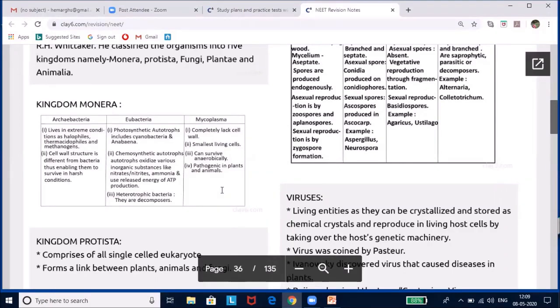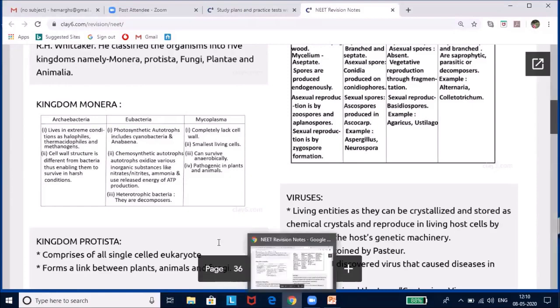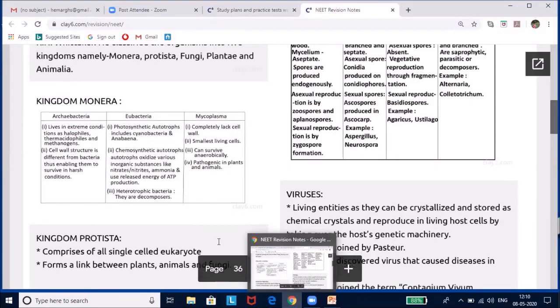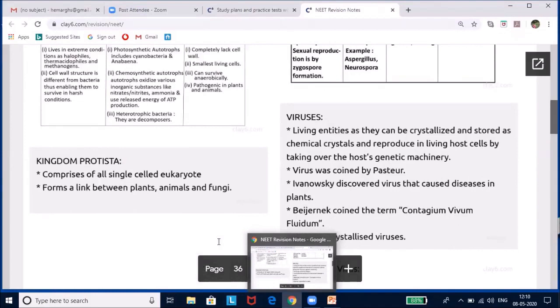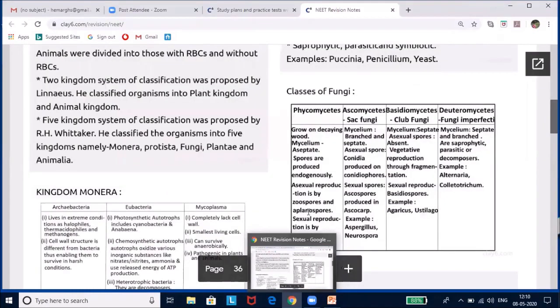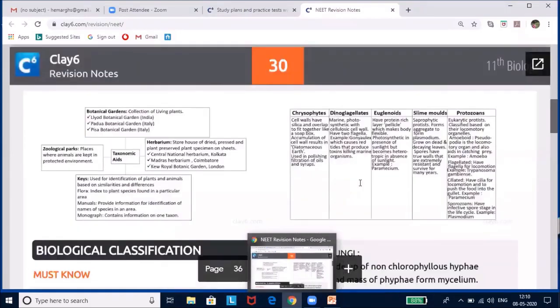Now let us look into kingdom Protista. What is the difference between kingdom Monera and Protista? Protista comprises all single-celled eukaryotes, that is, they have a well-defined nucleus and cell organelles. They are primarily aquatic organisms. They form a link between plants, animals, and fungi, and they reproduce both sexually and asexually. Now we have summarized the different classes in this PDF. Let me show you this.